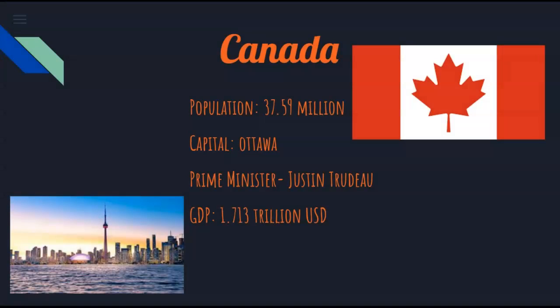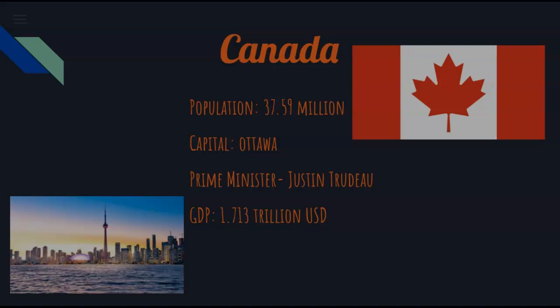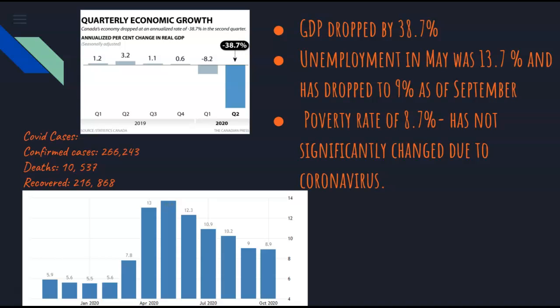Canada. The population of Canada is 37.59 million people. The capital is Ottawa. The Prime Minister is Justin Trudeau. They don't have a president, such as the United States. The GDP is 1.713 trillion US dollars, and comparing population size with GDP, I think that it's close. It's fair to say that Canada spends as much as the United States.